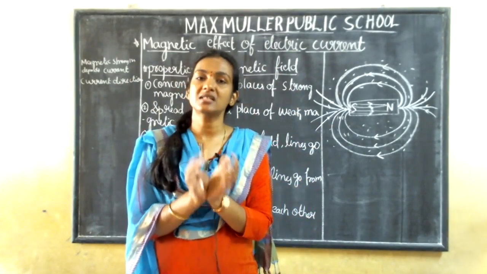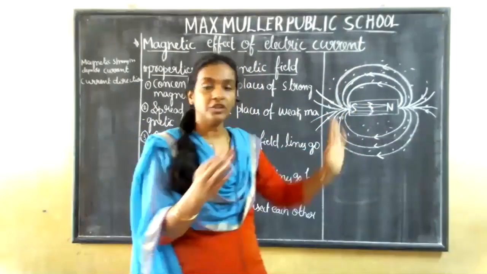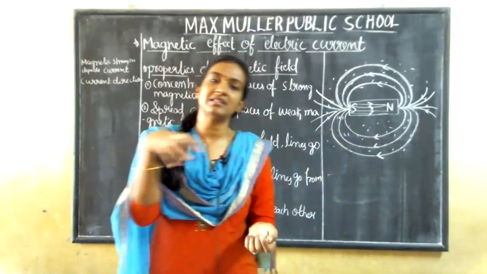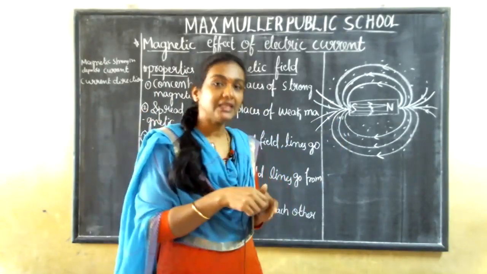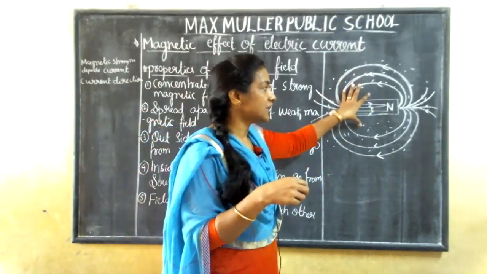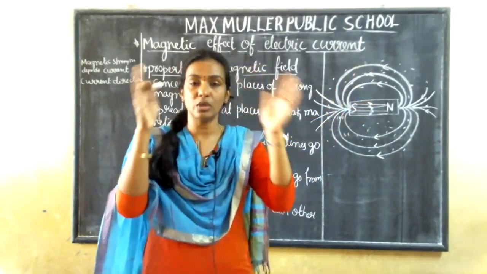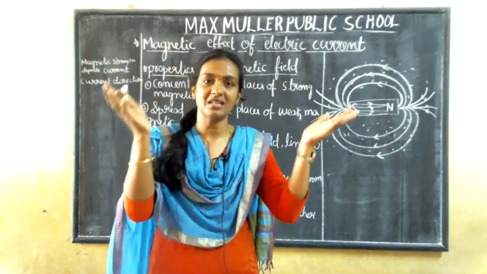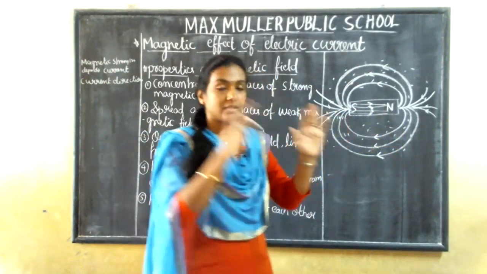Understood? And the last one, you can see how they arrange themselves. When you keep one bar magnet and spread some iron filings surrounding it, you can see how they are attracted towards the magnet. This is how you can show it in a line. This is how they represent themselves in a line way.